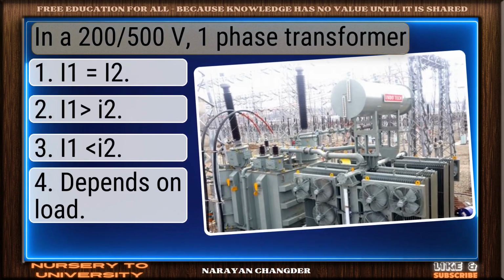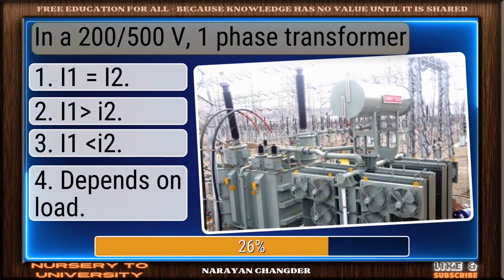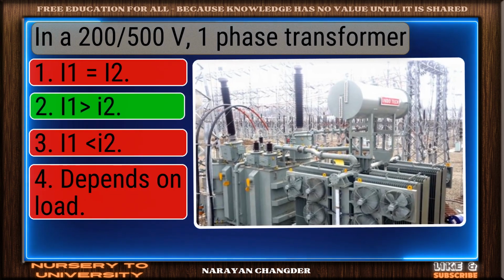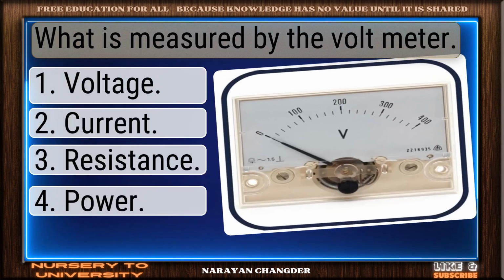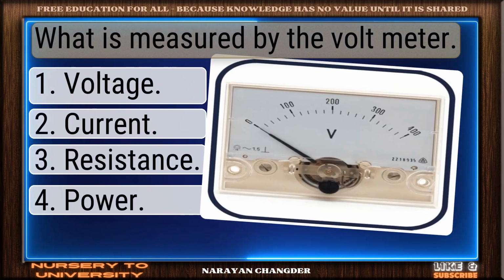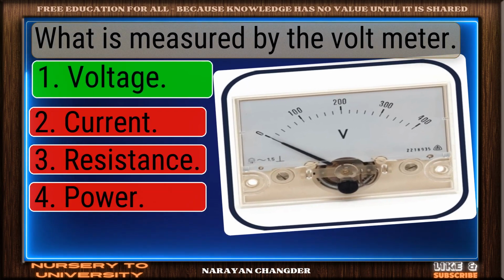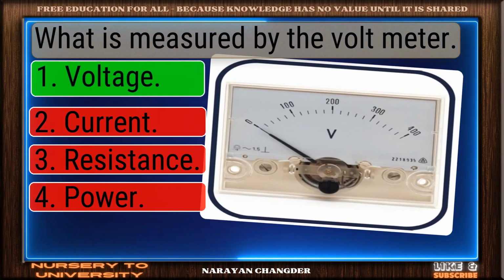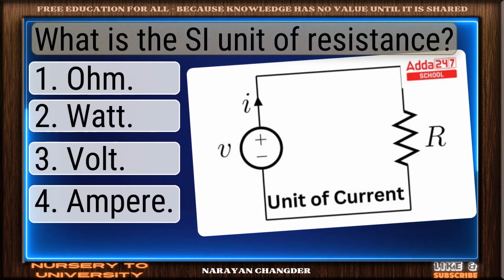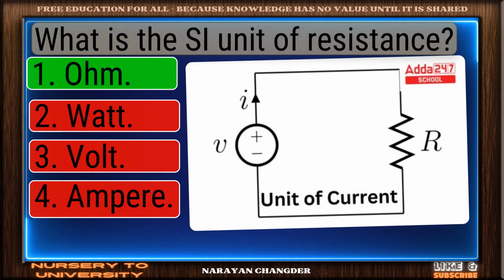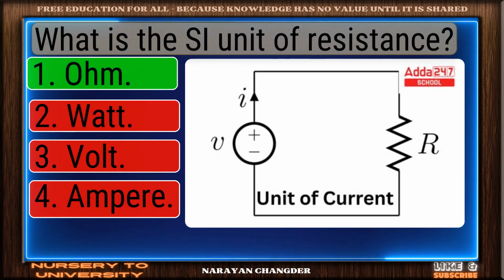In a 200-500 VAR, one-phase transformer? On track, a 1-2 is the correct answer. What is measured by the voltmeter? Well reasoned. Voltage is the correct choice. What is the SI unit of resistance? Great job. Ohm is the accurate answer.